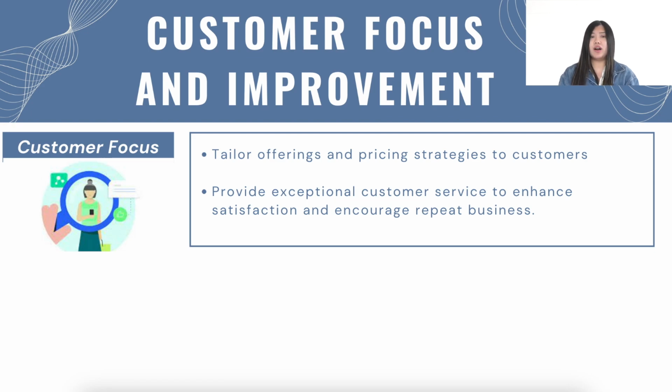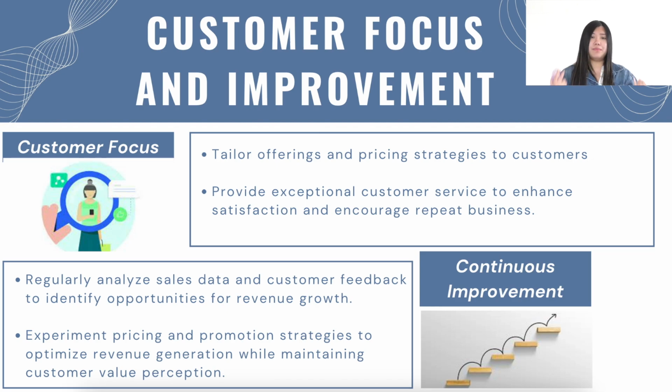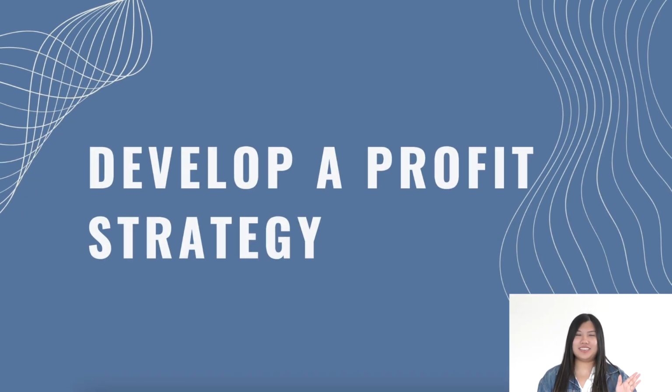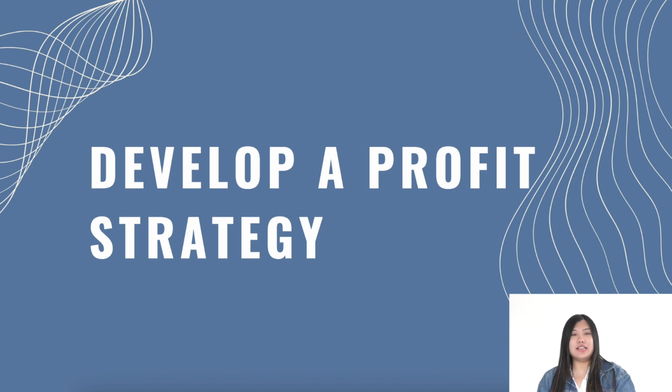Now, if you want to continue improving your company, you want to regularly analyze sales data and customer feedback to identify opportunities for revenue growth. And experiment with different pricing and promotion strategies to optimize revenue generation while maintaining customer value perception. Since we already talked about the revenue strategy, let's talk about how we're going to develop a profit strategy. So, there are 3 things to develop a profit strategy.